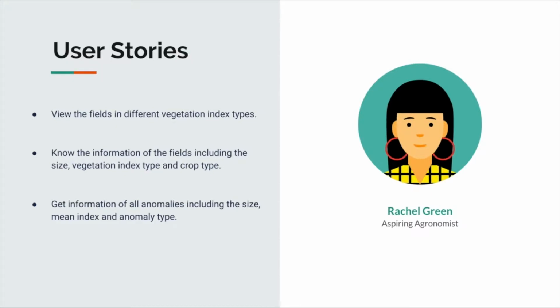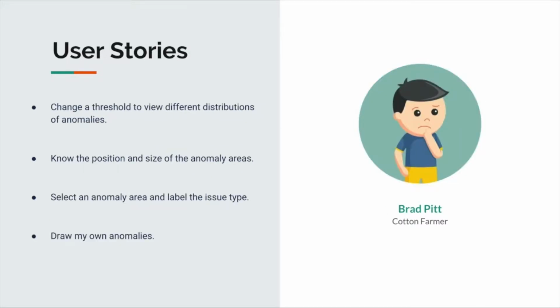So basically they would like a front-end web interface for them to be able to view the spectral imagery with different vegetation index types, have some information such as area and size, as well as be able to adjust these areas as well as creating their own areas.